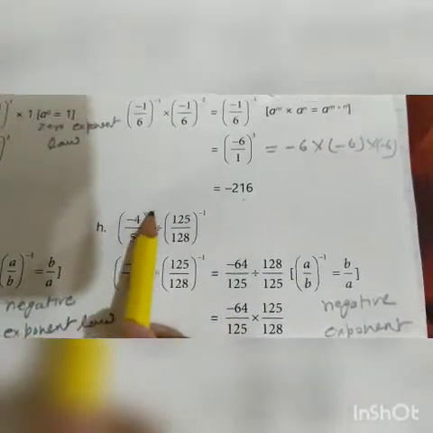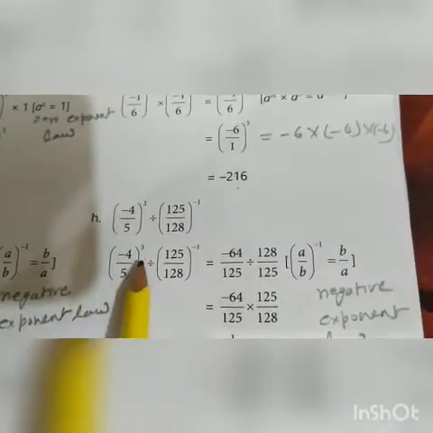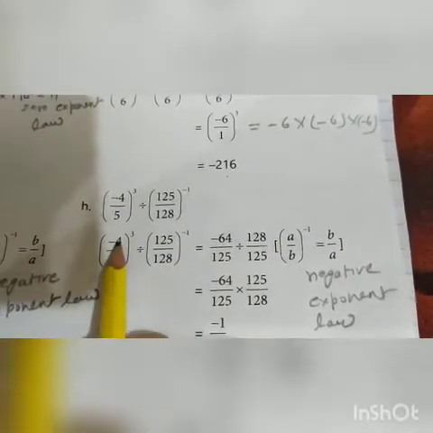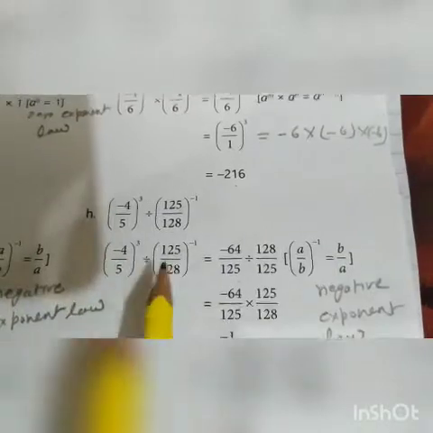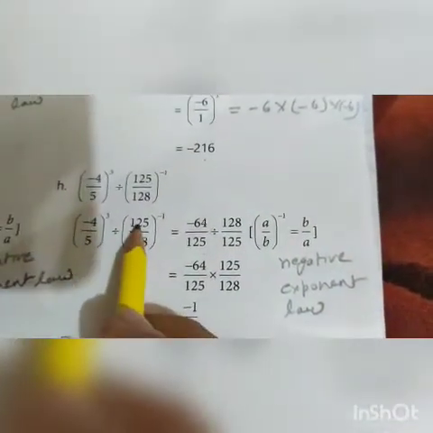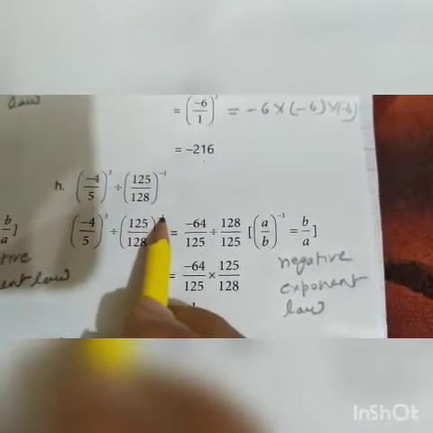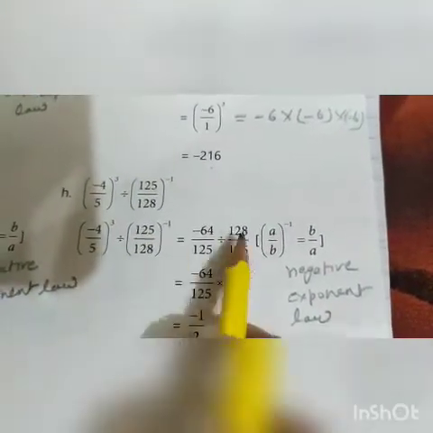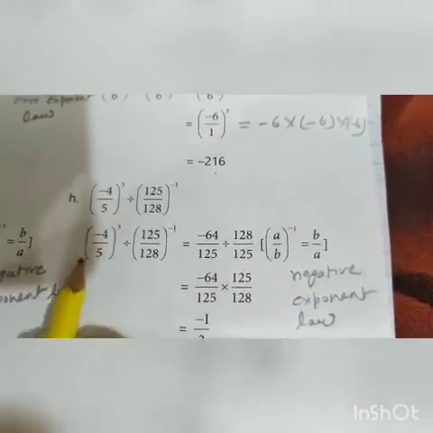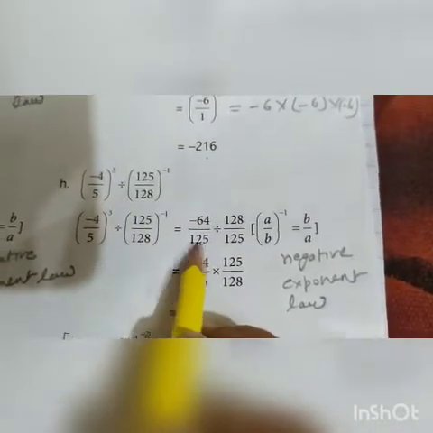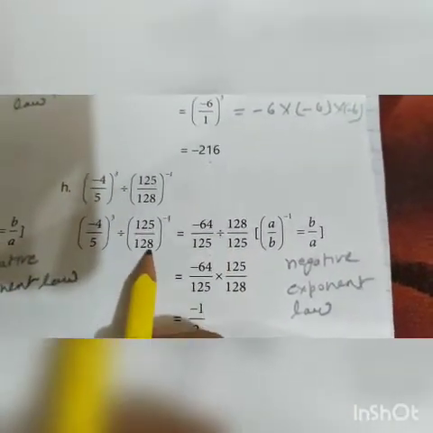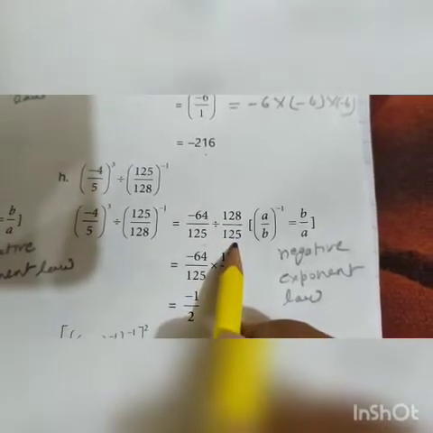See here, again neither powers are same nor bases are same. So it will be written as, when we multiply minus 4 upon 5 three times, we get minus 64 upon 125. And this is power minus 1. Using this rule, we can write this 125 upon 128 power minus 1. It will be written as 128 upon 125. So my value of minus 4 upon 5 power 3 is minus 64 upon 125 divided by, then value of this, it will become 128 upon 125.